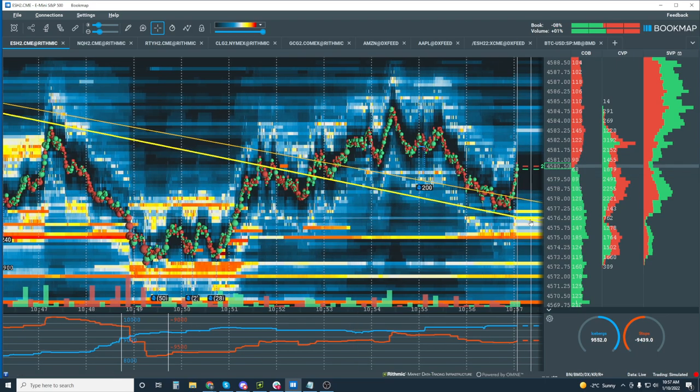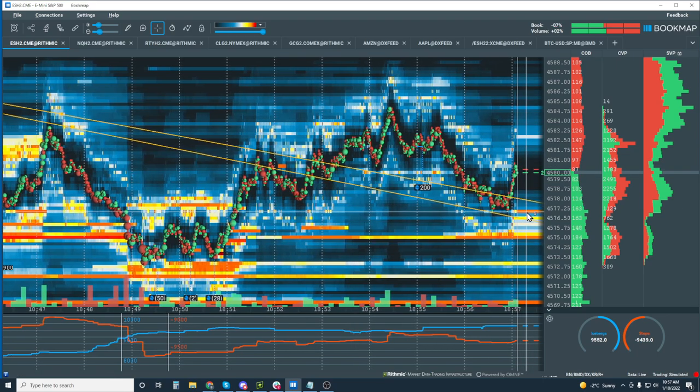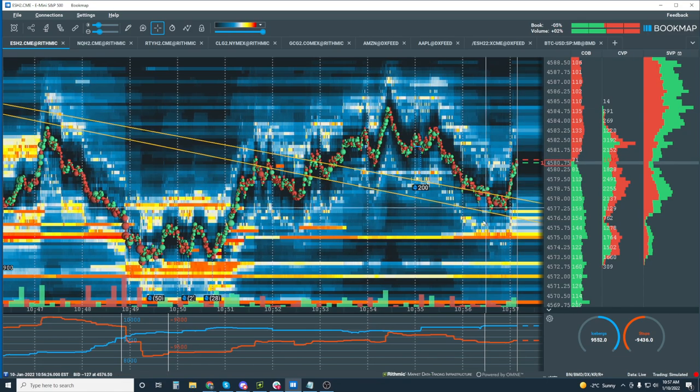Okay, that order flow is starting to change here as well. They're adding more on the bid, and look at the reaction. We get buyers.